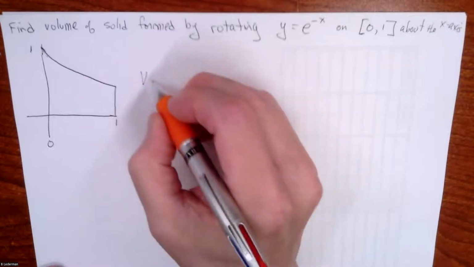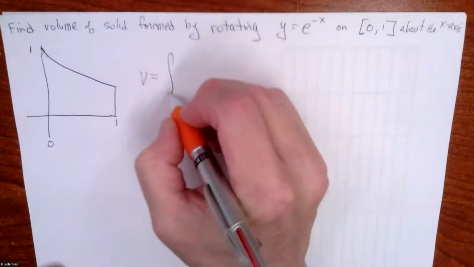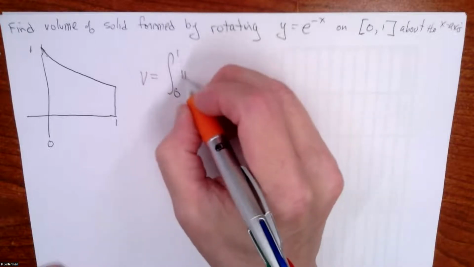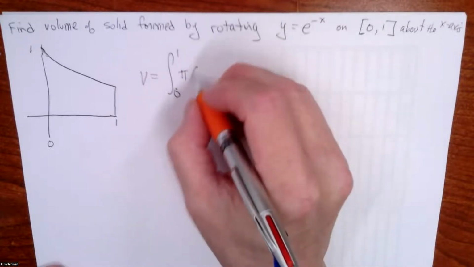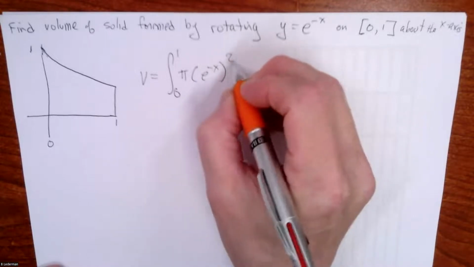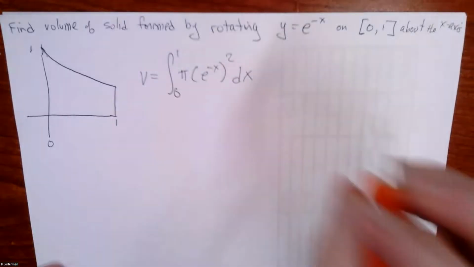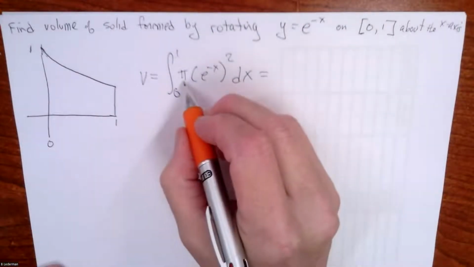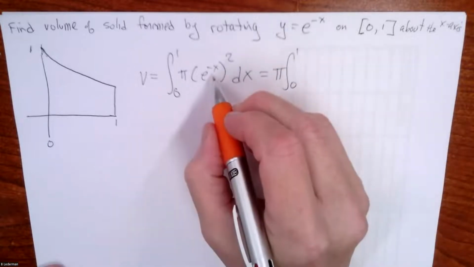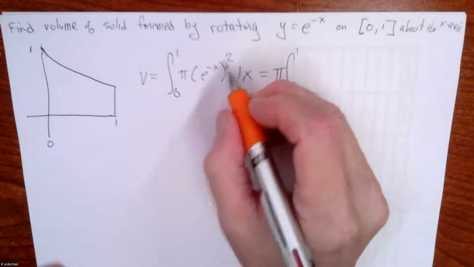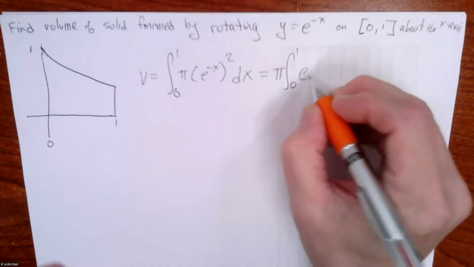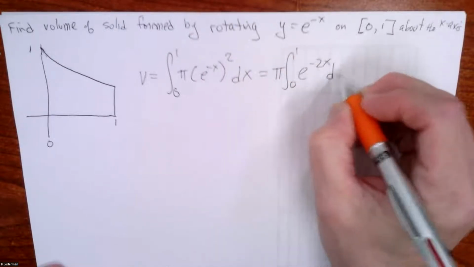So the volume is going to be the integral from 0 to 1 of pi r squared, but like I say, r is equal to the function, so it's e to the negative x, squared, dx. Now this is equal to, first of all, pi is a constant, so I can pull it out of the integral, 0 to 1. And e to the negative x squared: when you raise a power to a power, you multiply the powers. So this is actually e to the negative 2x dx.